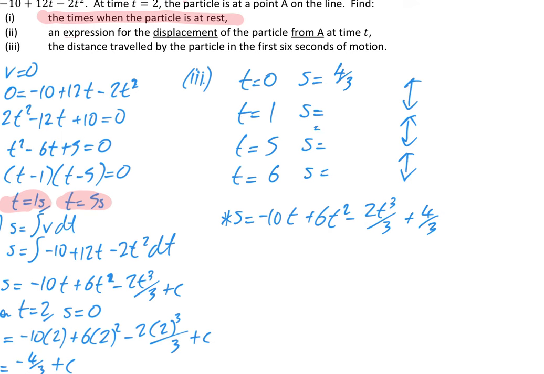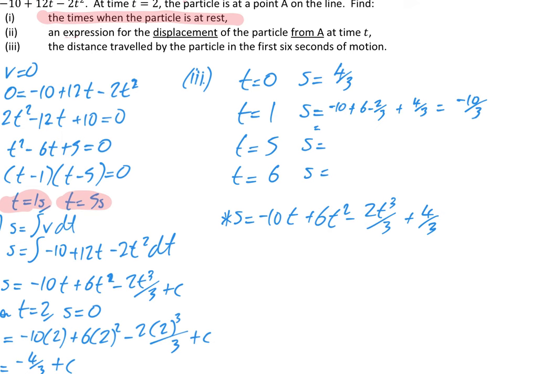You're going to have minus 10 plus 6 minus 2/3, and then plus 4/3. And if you work that out, what you're going to get is minus 10 over 3.